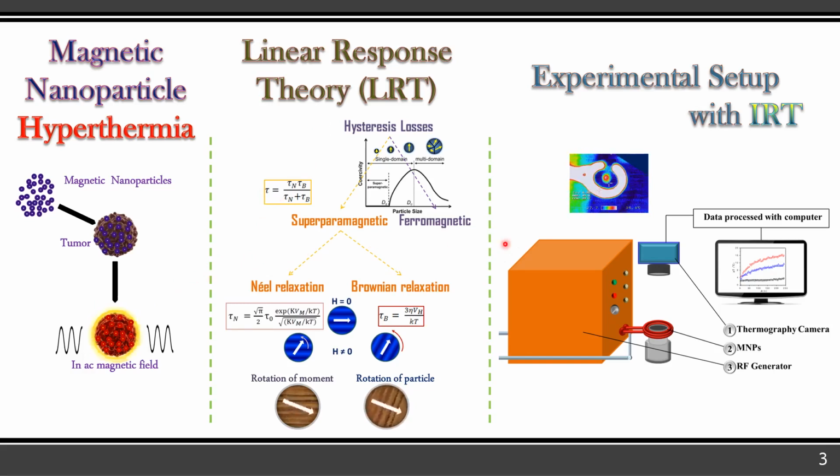This is the experimental setup utilized in the determination of thermal profile. It consists of a radio frequency generator, a two-turn induction coil with a cooling water supply at the center of which the magnetic sample is placed, and a thermography camera. The data from the images captured using this camera are processed with a computer, and the resultant graph is plotted as temperature versus time.